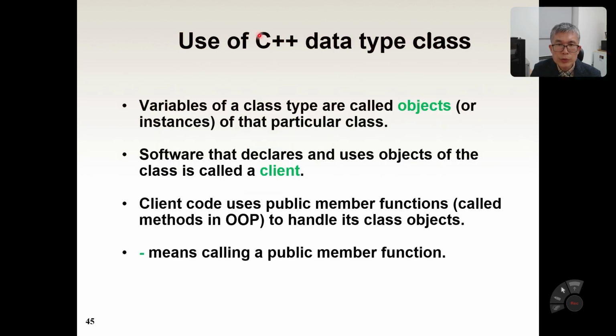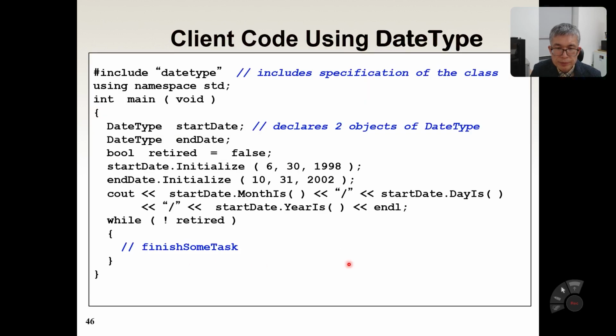Okay, the use of a C++ data type class. Variables of a class type are called objects or instances of that particular class, and software that declares and uses objects of the class is called a client. Client code uses public member functions, called methods in object-oriented programming, to handle each class object's member variables. This means calling a public member function.